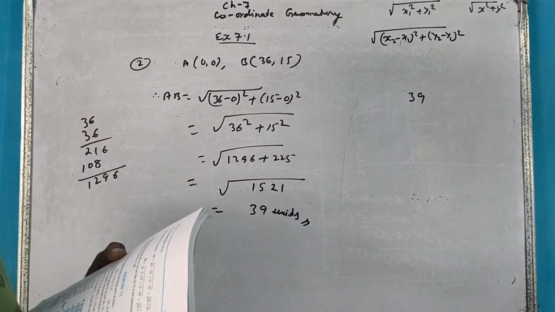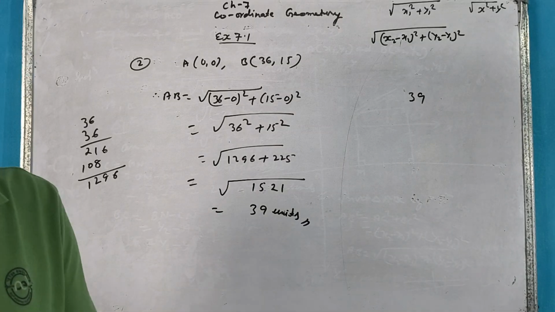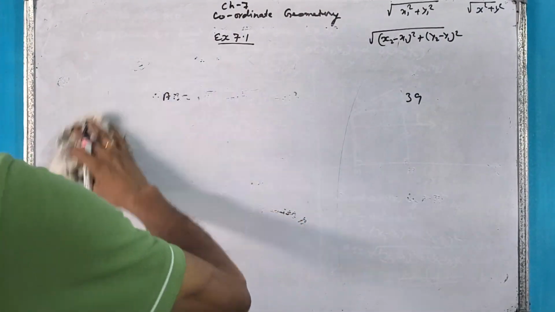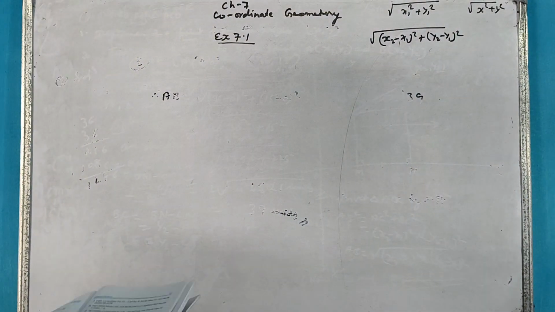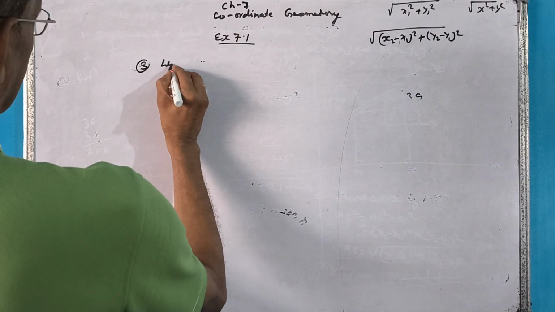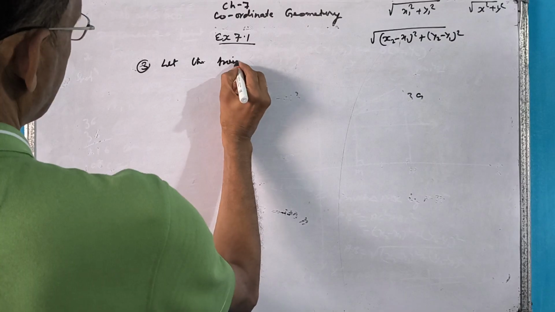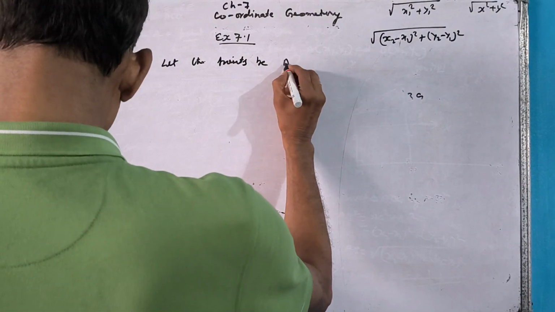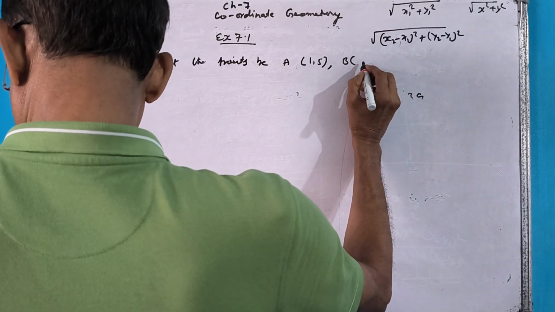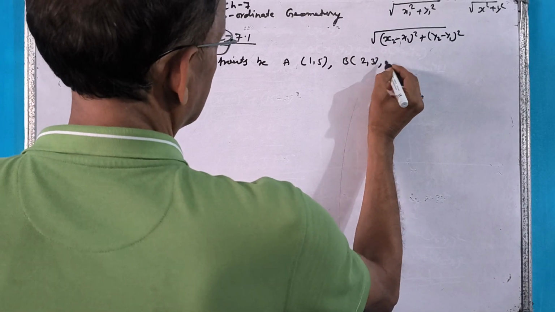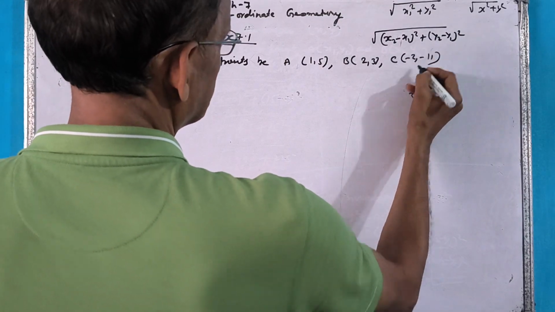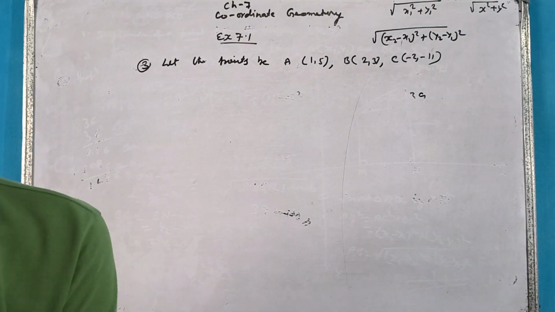Number 3, determine if the given points are collinear. Very important question, so I should have it clear now. Three points are given. Let the points be A (1, 5), B (2, 3), and C (-2, -11). The question is asking about collinearity.